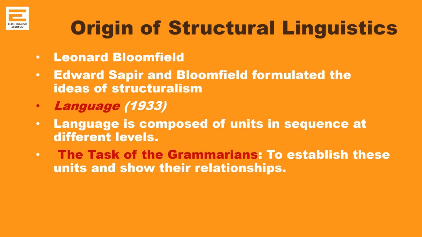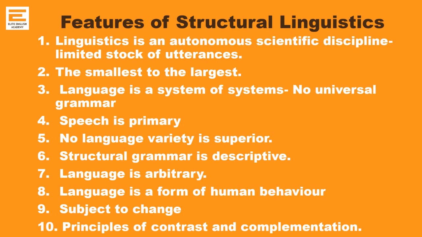So there are different things that control the structure of a language. There are 10 different points or salient features that form structural linguistics. Now let's discuss that. The features of structural linguistics.